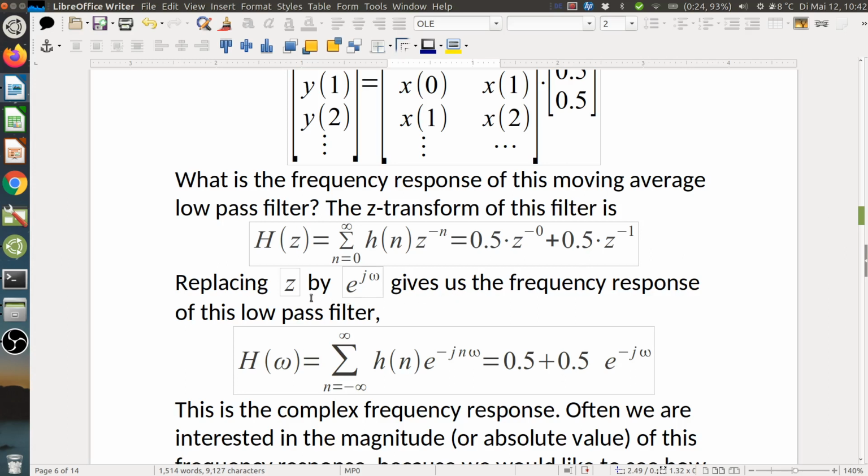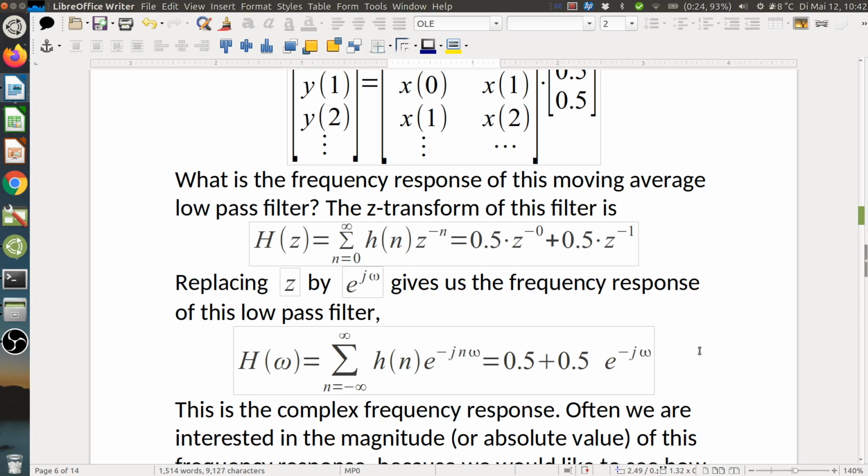So now replacing this z by e to the j omega gives us the frequency response of this low-pass filter, which you can see here. So same sum, except now instead of z we have e to the j omega, so that turns it into e to the minus jn omega.